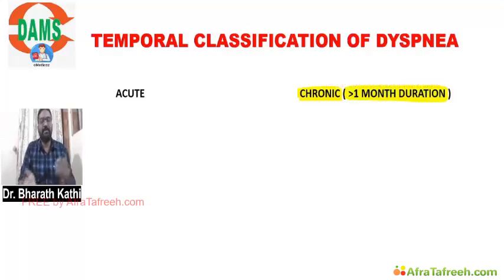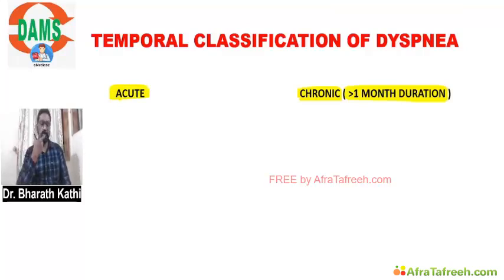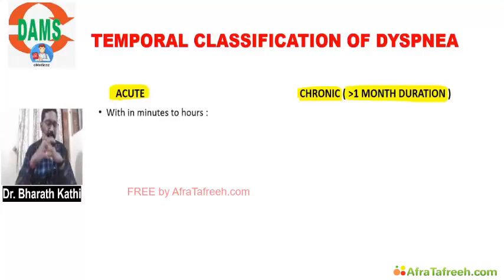So what does it mean? Anything less than 1 month should be considered acute. When I say acute, what exactly is acute? This has been given previously by the American Thoracic Society and the previous editions of Harrison. Chronic is more than 1 month, so acute is generally less than 1 month duration. Again, what are the causes of sudden onset breathlessness, within minutes to hours?